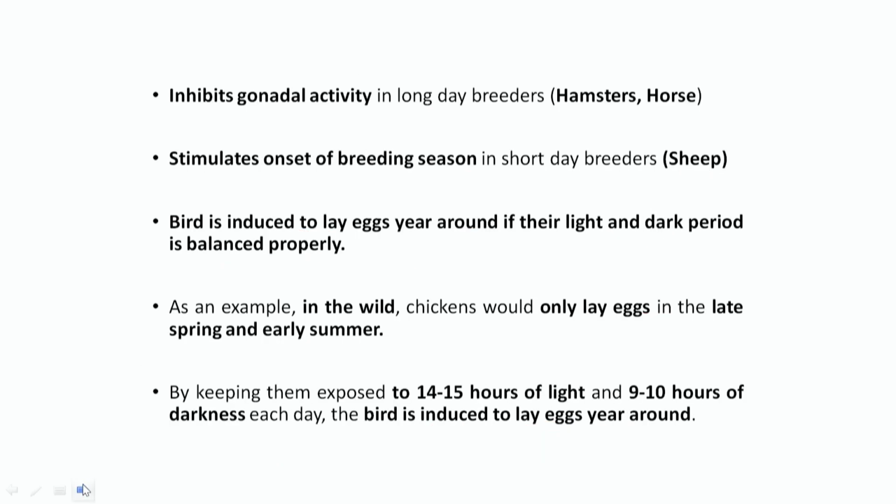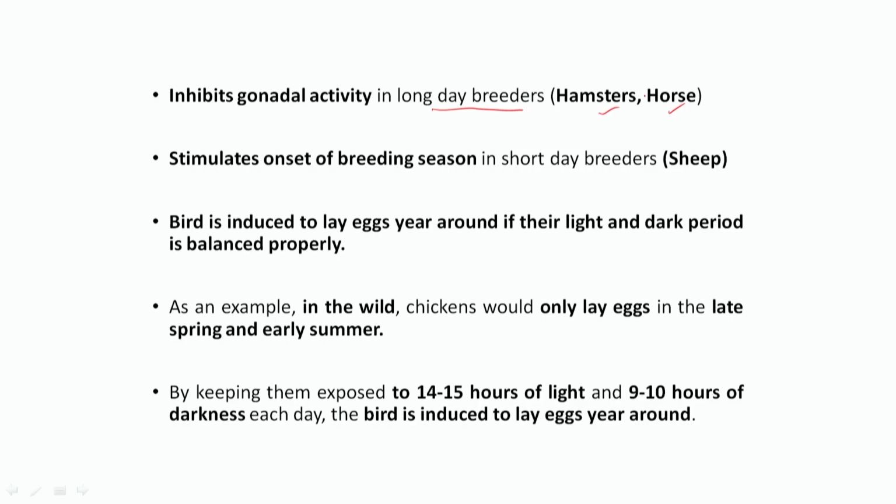Now we'll see how it affects gonadal activity in seasonal breeders. It will inhibit the gonadal activity in long day breeders like hamster and horse. Why does it inhibit the gonadal activity? Because long day breeder means the duration of light is more, so less melatonin synthesis will take place. So that's why it inhibits the gonadal activity, whereas it will enhance the gonadal activity in short day breeders like sheep.